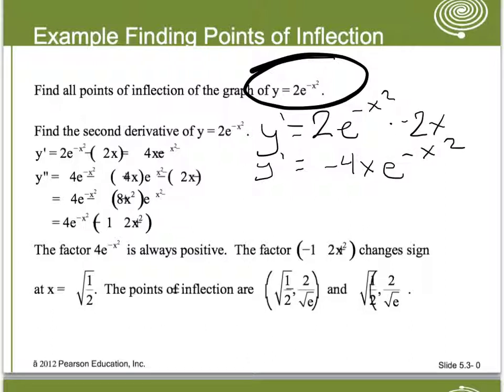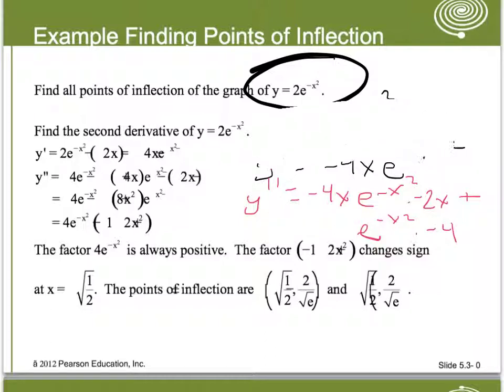Then I go through and find the derivative of that using the product rule. So second derivative is the first times the derivative of the second. So negative e to the negative x squared times negative 2x plus now the second term, e to the negative x squared, times the derivative of the first, which is negative 4. I'm going to erase some of this top stuff here so I have room to write the other.